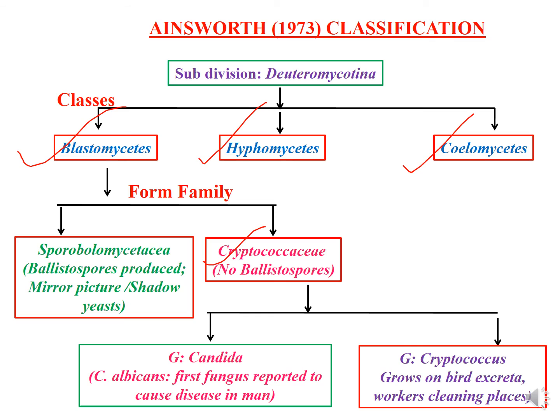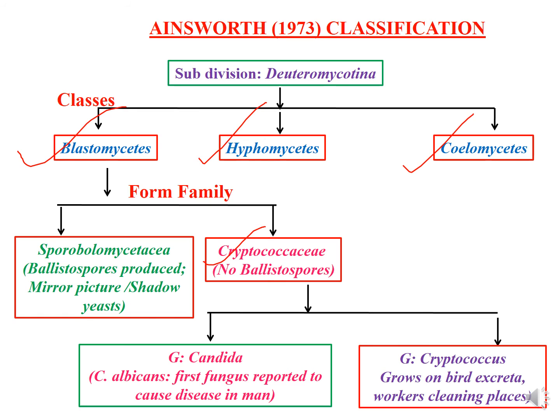The Sporobolomycetaceae fungi are generally called mirror picture yeast or shadow yeast. If we keep a leaf sample on the growing media, the fungus will produce the mirror image of that sample. That's why we call it mirror picture yeast or shadow yeast.